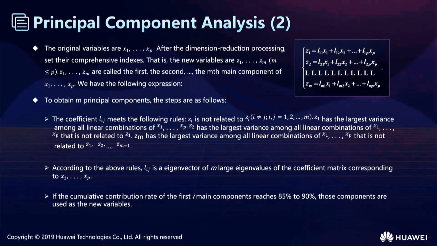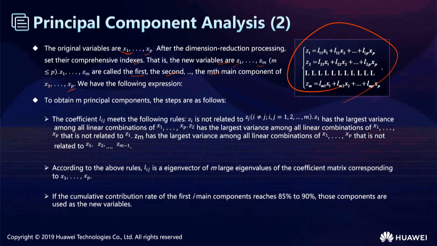The original variables are the vector x1 to xp. After dimensionality reduction, the new variables are z1 to zm, called the first, the second, up to the m-th principal components of x1 to xp. We have the following expressions like that, and that.